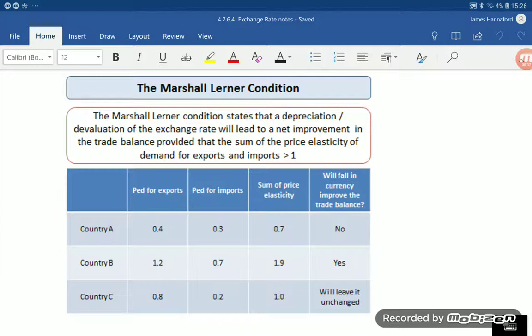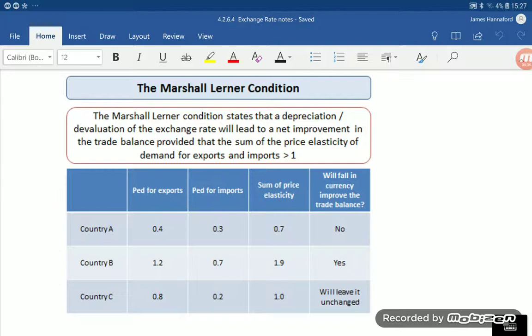A fall in the value of a currency will only reduce a current account deficit if the Marshall-Lerner condition holds. The Marshall-Lerner condition says that for a fall in the value of a currency to lead to an improvement in the balance of payments, the price elasticity of demand for imports plus the price elasticity of demand for exports must be greater than 1. That is, they must be price elastic.